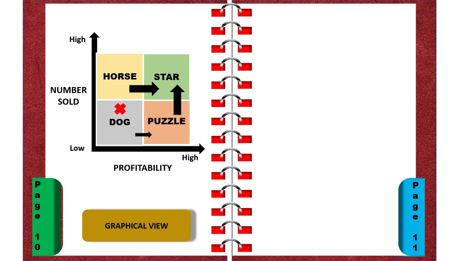This graph will tell us what is to be done. And the name of the matrix, which is very popular in the field of menu engineering, is known as the Cassavana and Smith matrix. It is known by this name because they created the concept of this, and this graphical view is known as the Cassavana and Smith matrix.